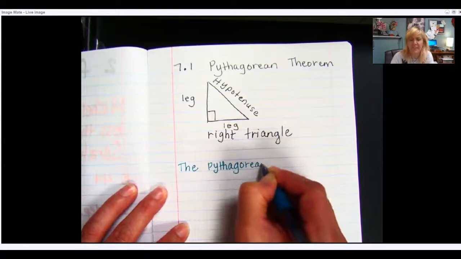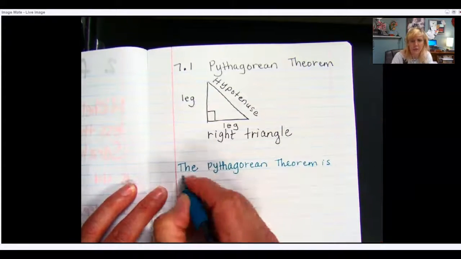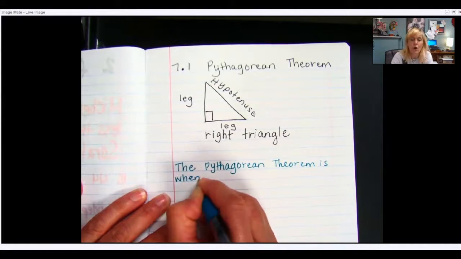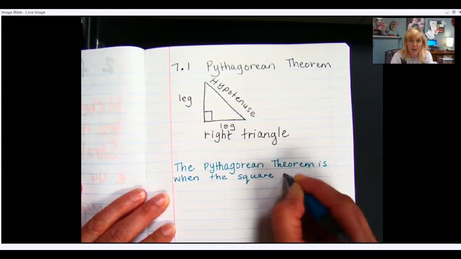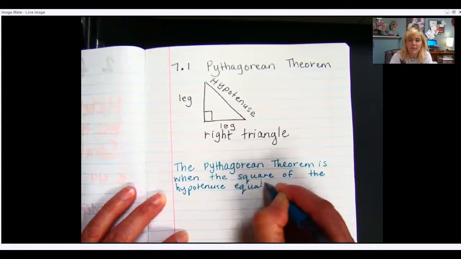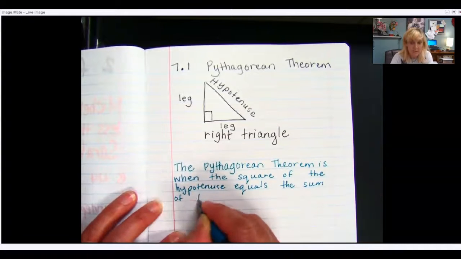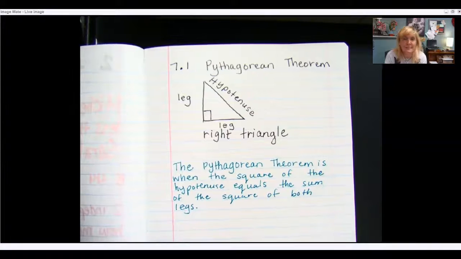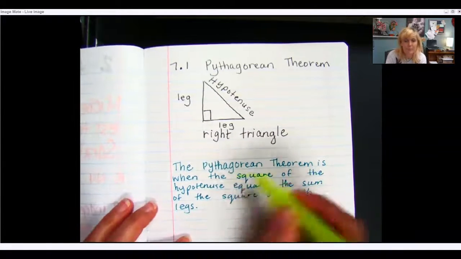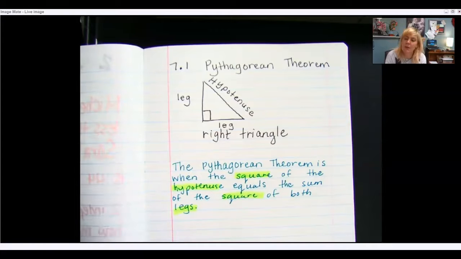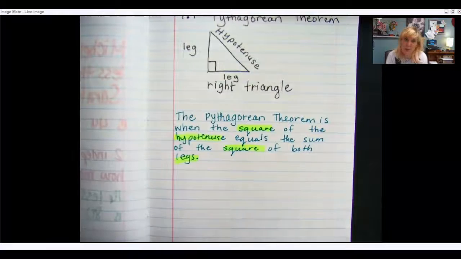So here's the definition of the Pythagorean theorem. The Pythagorean theorem is when the square of the hypotenuse, that weird word, equals the sum of the square of the legs. And remember, sum means add. So these are the key words: it is the square of the hypotenuse, and it's the sum of the square of the legs. So we're going to have a little exponent of a 2 a lot in our work here.